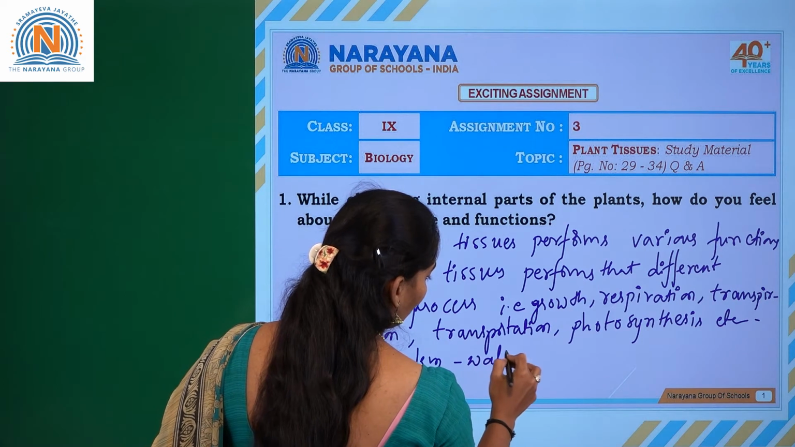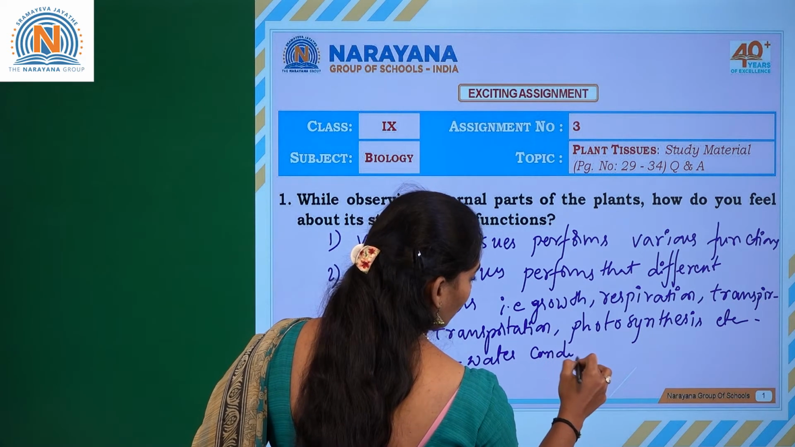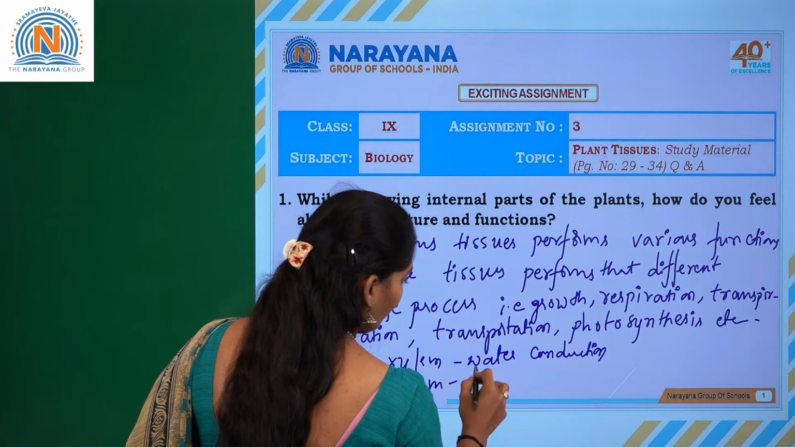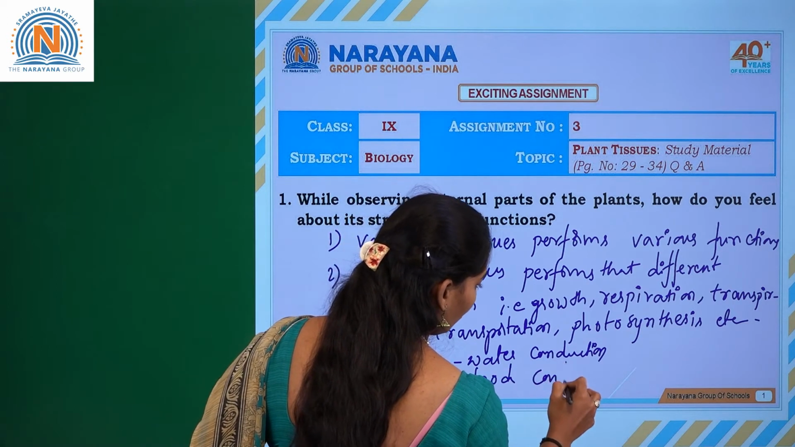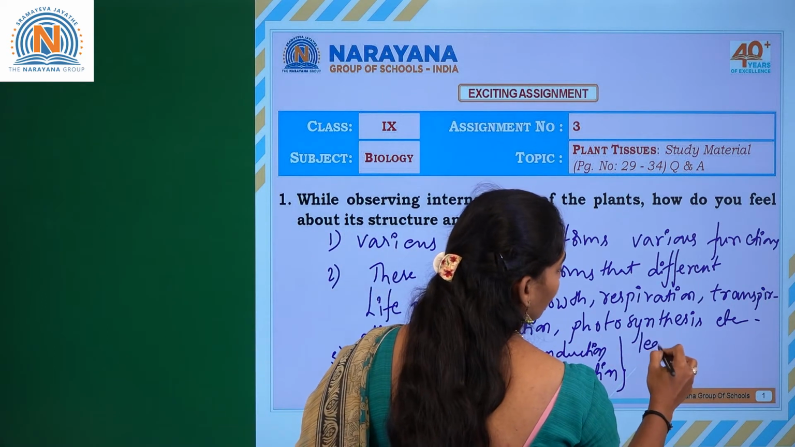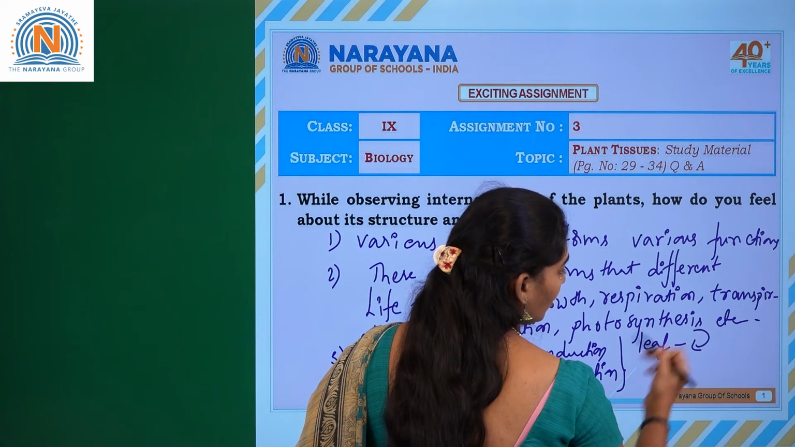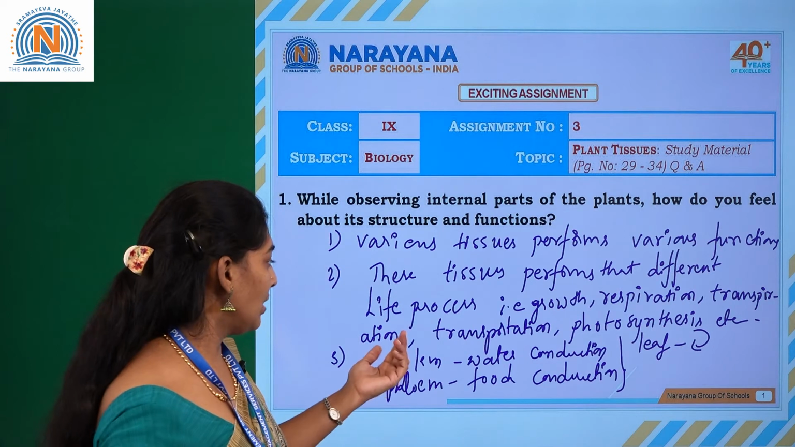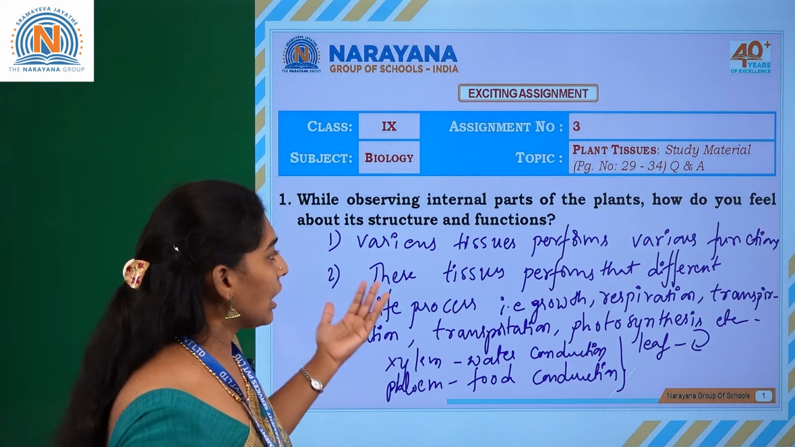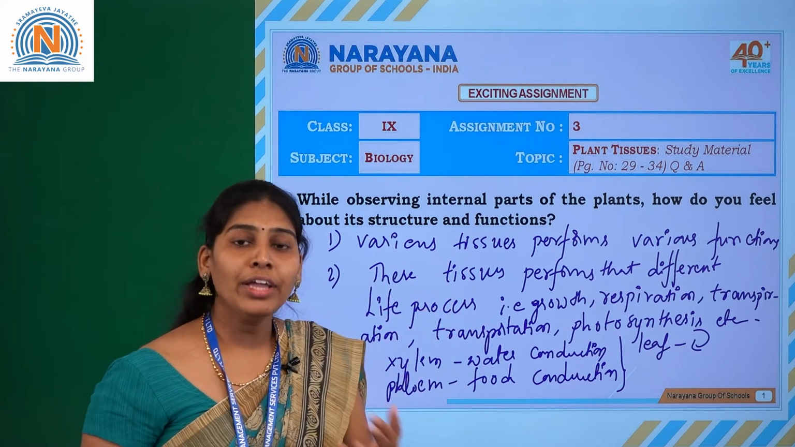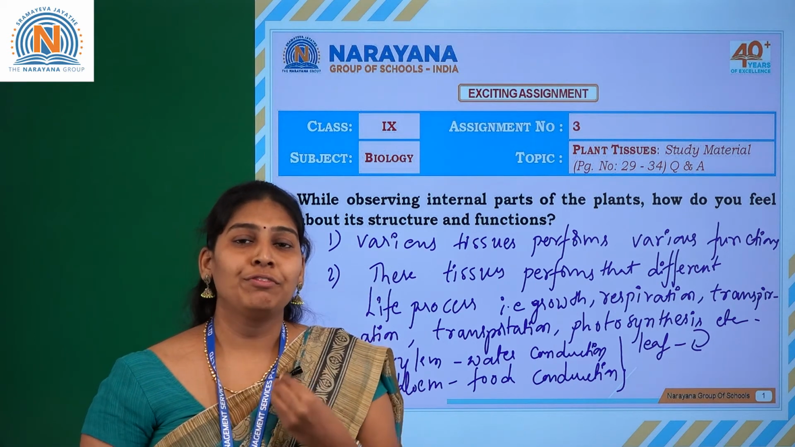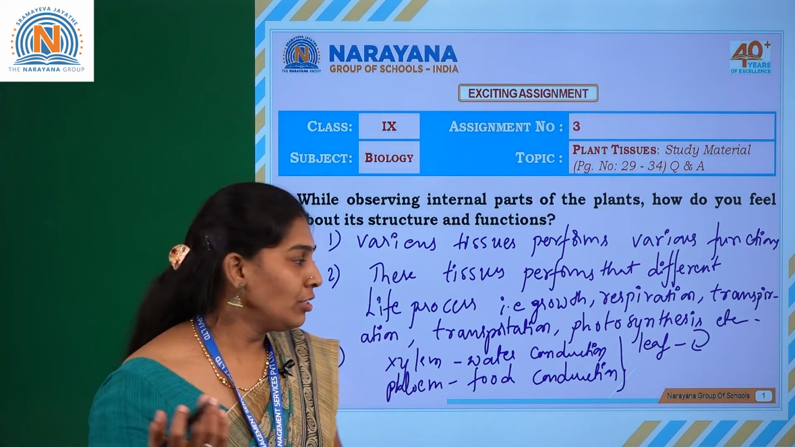for water conduction, whereas the phloem for food conduction. We can write down that the leaf is for the photosynthesis process. Transpiration is also by the leaf itself, the stomata. So regarding structure and functions, the tissues are organized for performing different functions. Okay, so let us go for the next question.